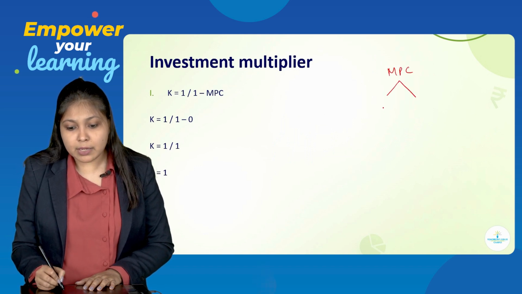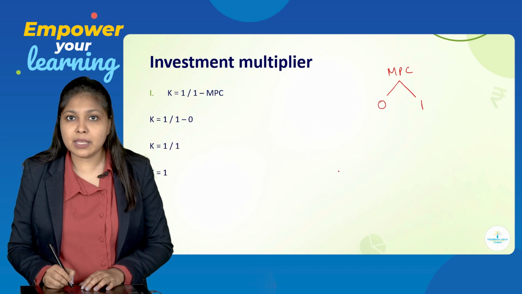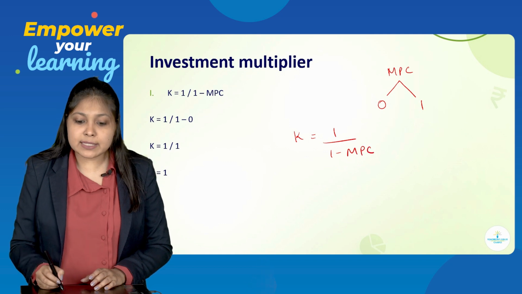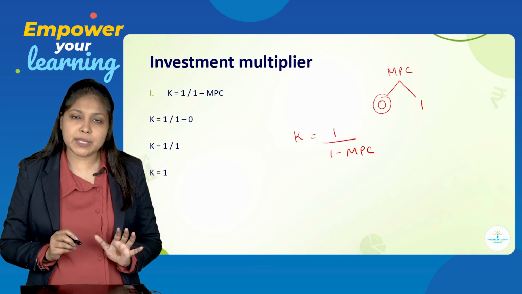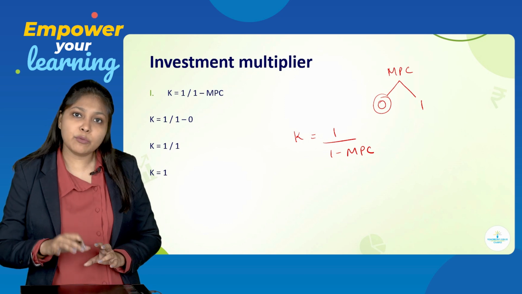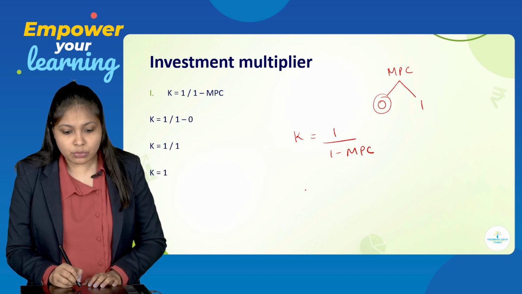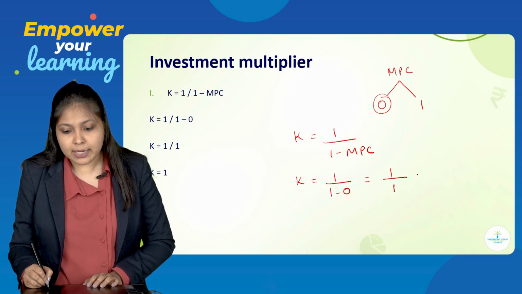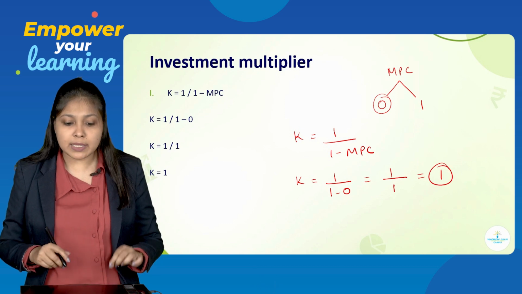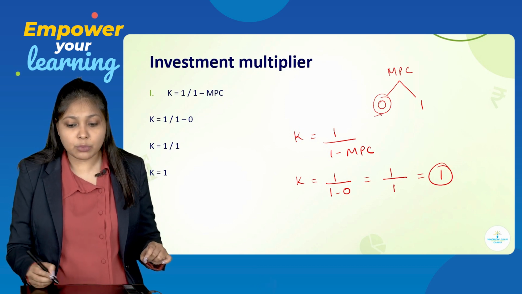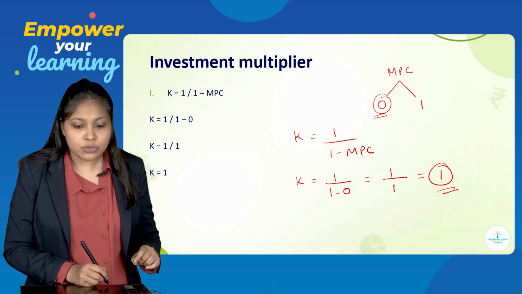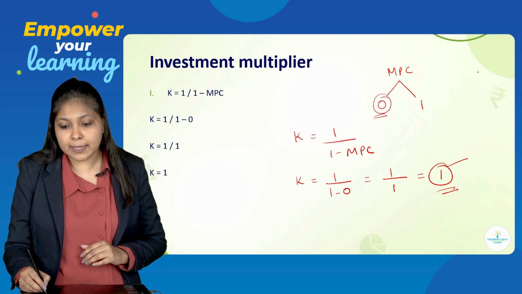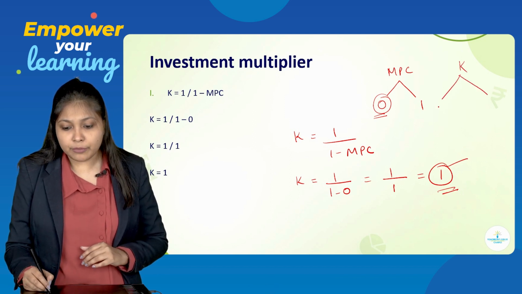MPC minimum value can be 0, maximum value can be 1. K is equal to 1 upon 1 minus MPC. In the first scenario, I will be putting the minimum value of MPC. If the minimum value of MPC is 0, then what will be the minimum value of K? K is equal to 1 upon 1 minus 0, that is 1 upon 1, so the value of K is 1. That means when the value of MPC is 0, the value of K is 1. So the minimum value of K can be 1.